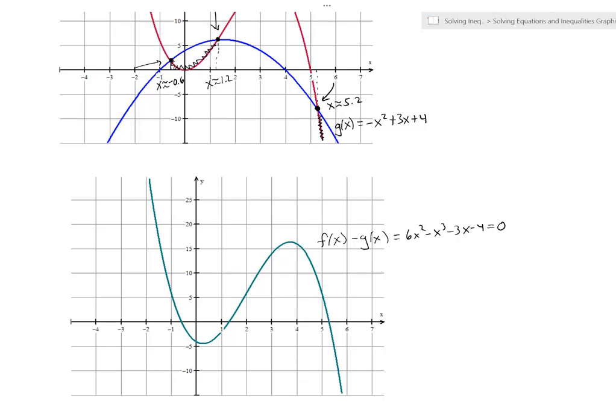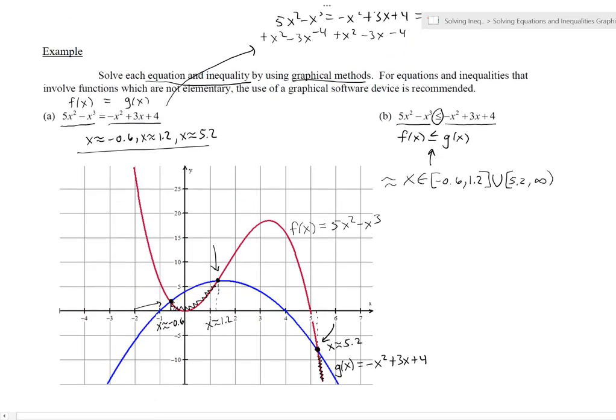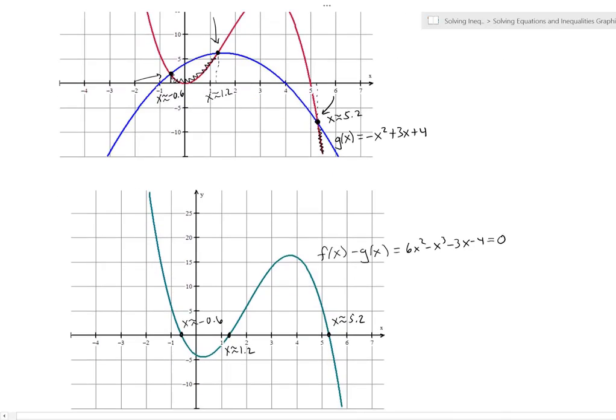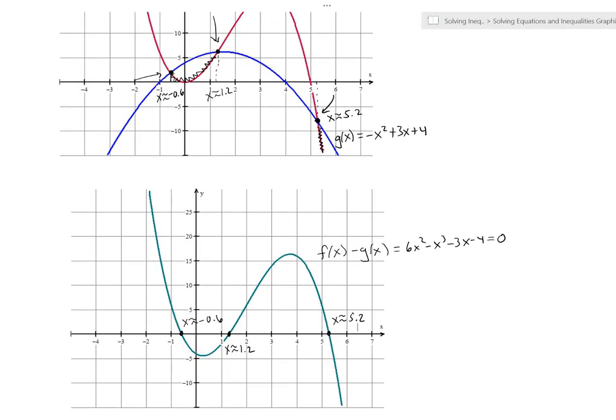So where is this function equal to 0? Well, same spots as before. Check it out. Right there, that was x is approximately negative 0.6. Right there, that was x is approximately 1.2. And then over there, that was x is approximately 5.2-ish. Nice dot. So, look, same values. Is it easier to look at where they intersect or where one function crosses the x-axis? That's total personal choice. Both ways will work.